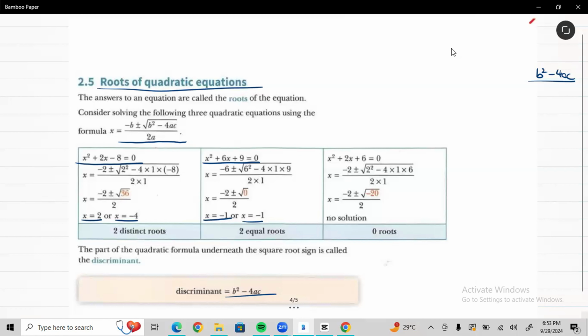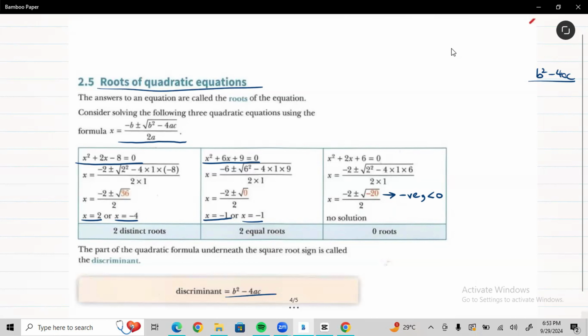The third type of answer we can get is no solution. How can we get no solution? When the part under the under root is negative, or we can say lesser than 0. When the part under the under root is lesser than 0, we are going to get a negative value under the root, so our answer would have no solutions at all.